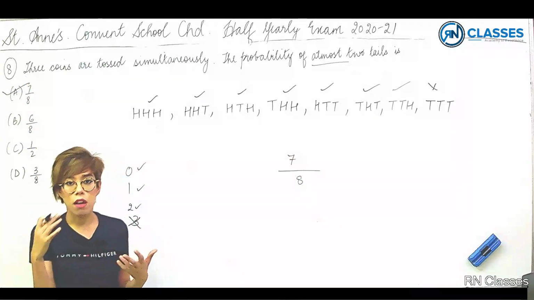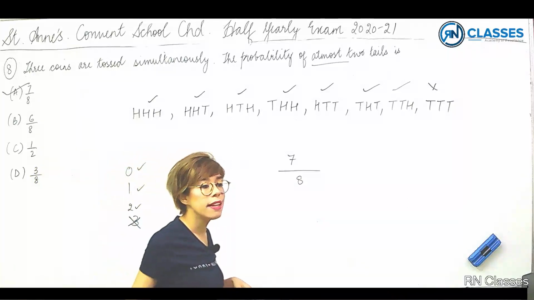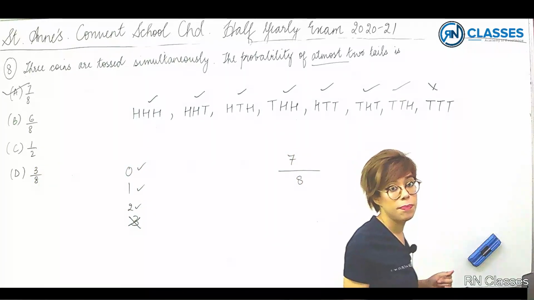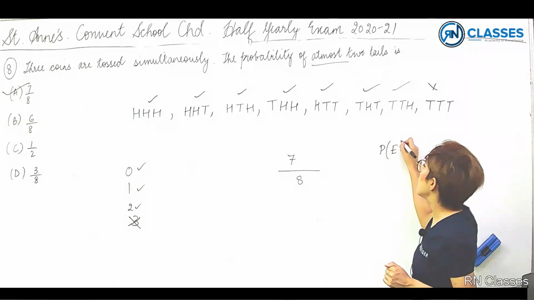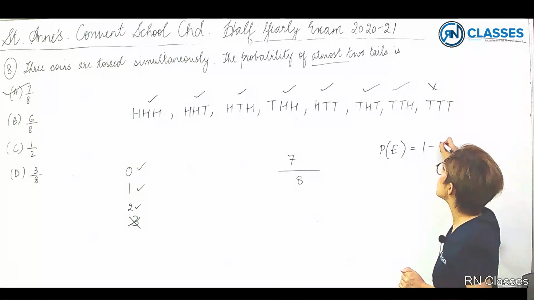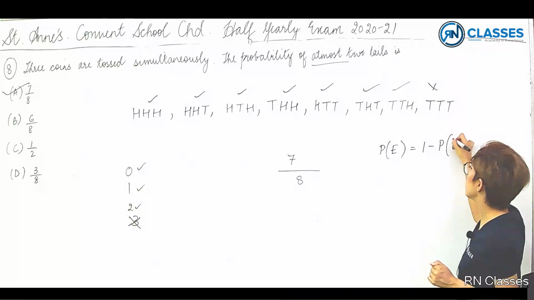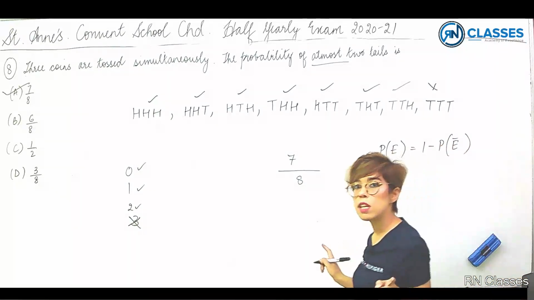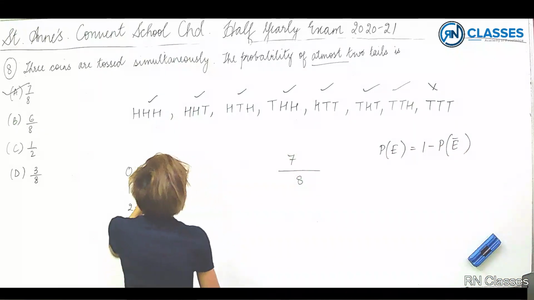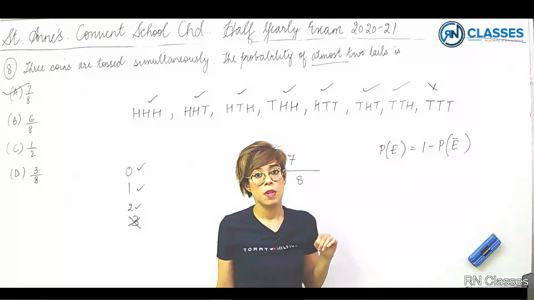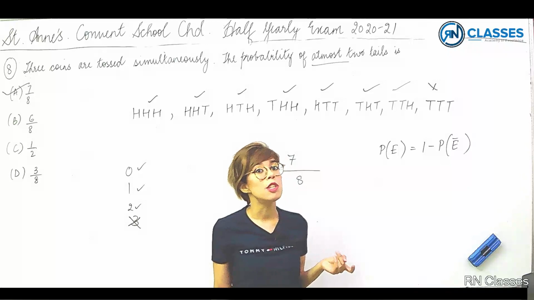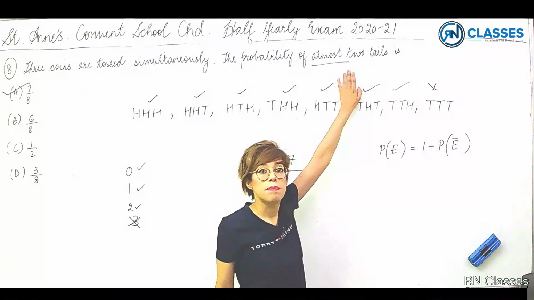There is also another method to do this. We can use complementary events. Right? Remember? Probability of occurrence of E is equal to 1 minus probability of non-occurrence of E. You know this, right? So I'm asking you the probability of at most 2 tails. Now, can you guess what is the non-occurrence of this event?